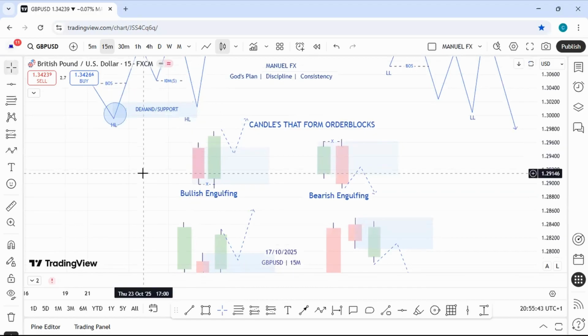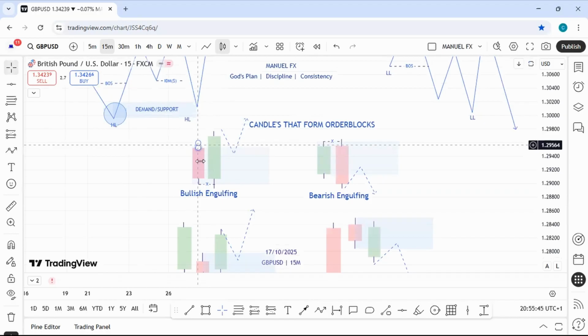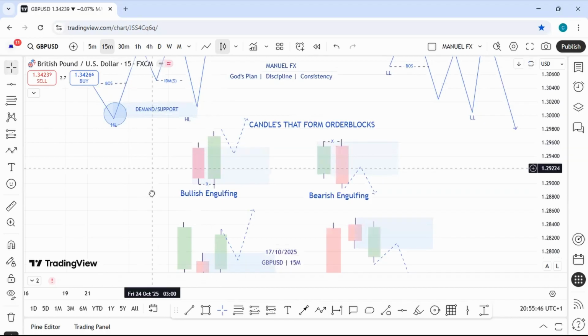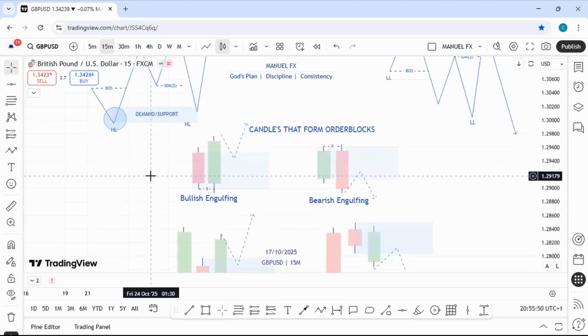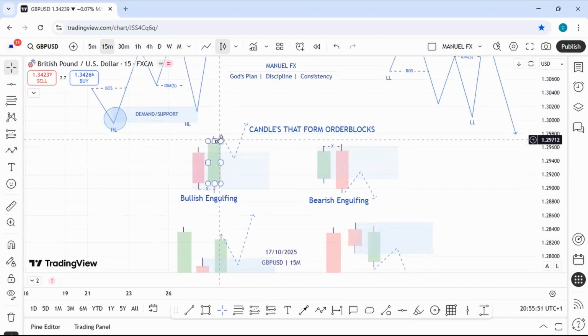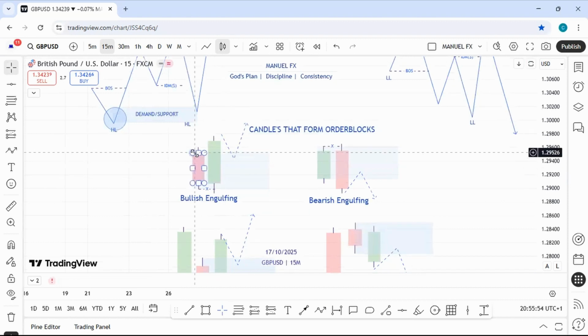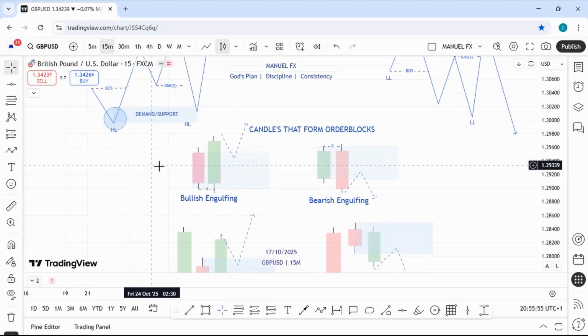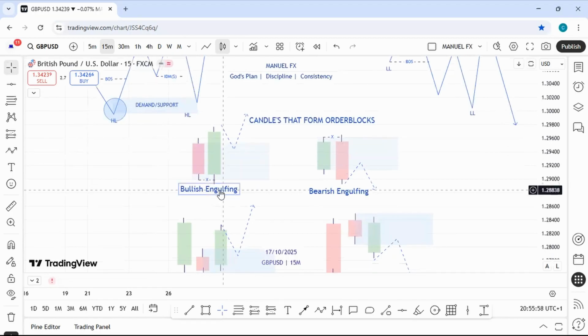Now, the color of the candle is not important. The color does not matter. The most important thing is that the second candle engulfs the first candle. That is why you now call it bullish engulfing.